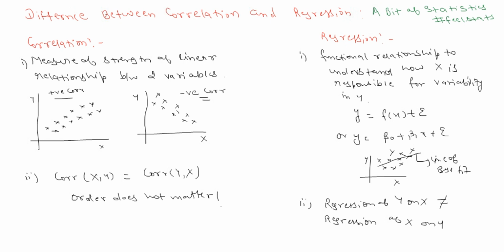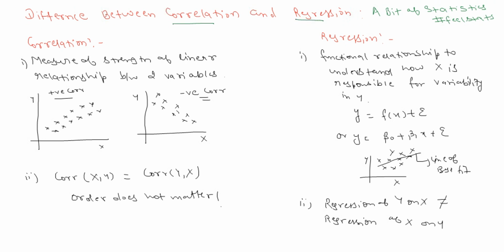In this series, we will be covering some basic concepts of statistics and some of the interesting facts about the statistical concepts. So the very first video we have in this series is on the difference between correlation and regression. Generally, we study these terms together and we are not very clear about the distinction between these two terms. The first term is correlation and the second term is regression.